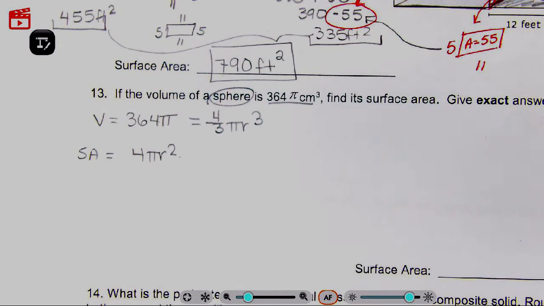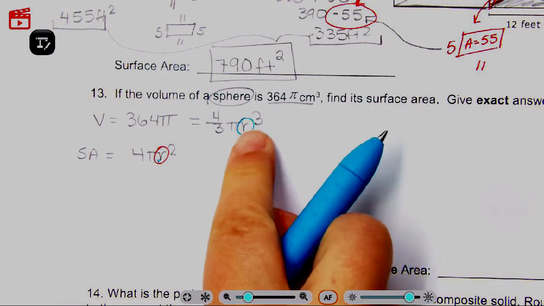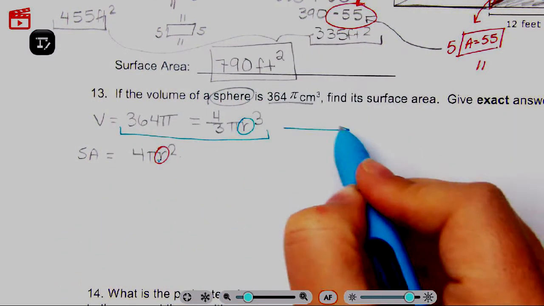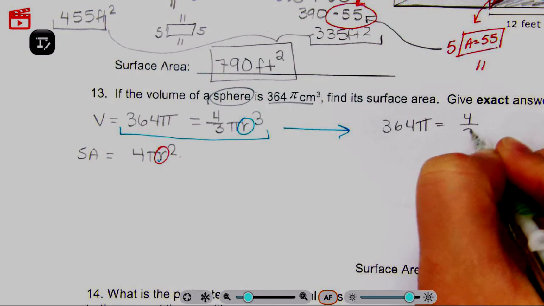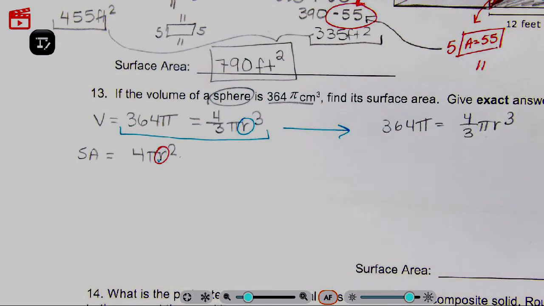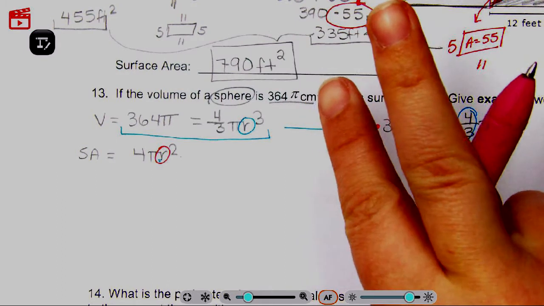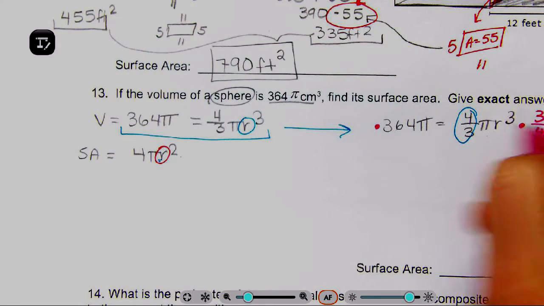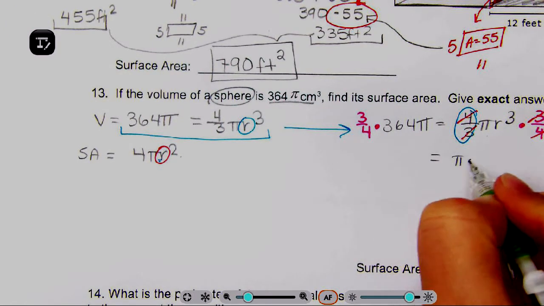So in order to solve for the surface area, I need to know what my radius is. I don't know my radius. However, I have one unknown in this formula here, so we're going to solve for radius. 364 pi is equal to 4/3 pi r cubed. Now, how do you get rid of a fraction? You're going to multiply by a reciprocal. Reciprocal is just multiplying by the fraction, and you're going to take those two numbers and flip it. So I'm going to multiply by 3/4 on both sides. My 3's cancel out in the denominator and numerator, my 4's for numerator and denominator. So what is left over? I am left with pi times r cubed.